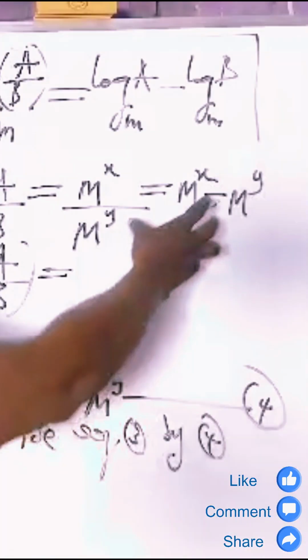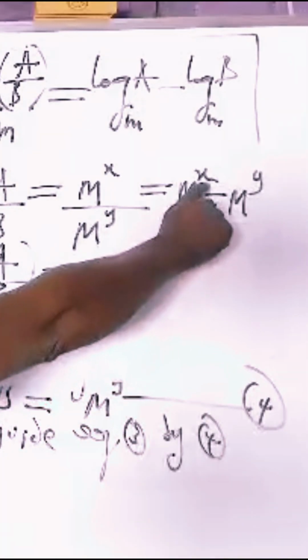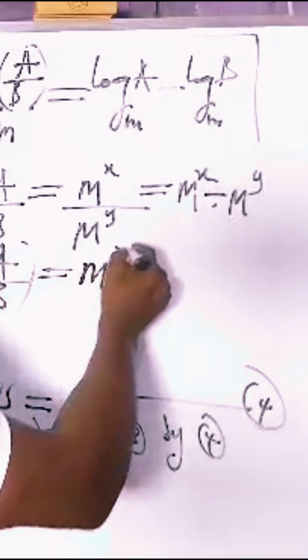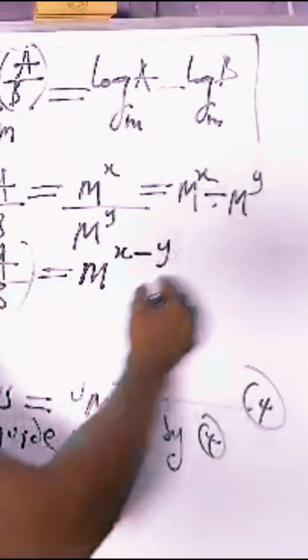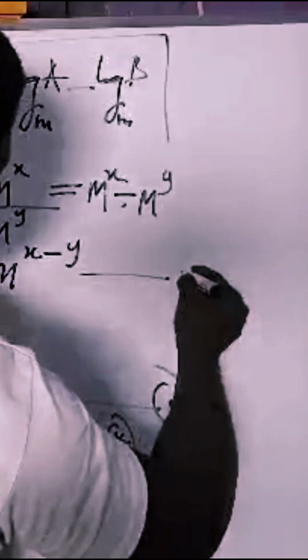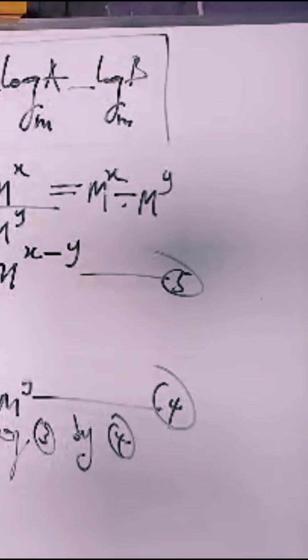So going by one of the laws of indices, specifically the second law of indices, we could interpret this m raised by x divided by m raised by y as being m raised by x minus y. So I will call this equation number 5.